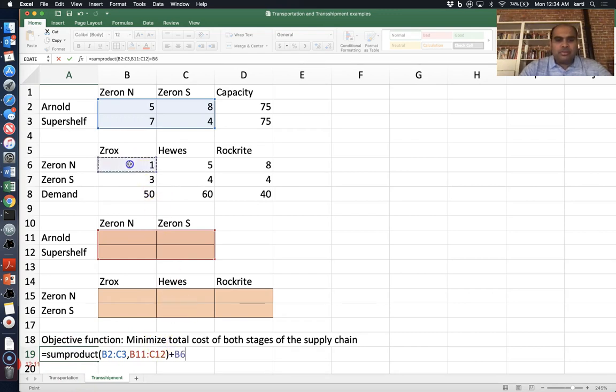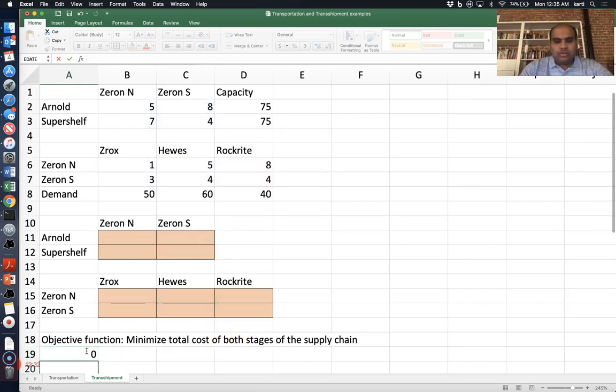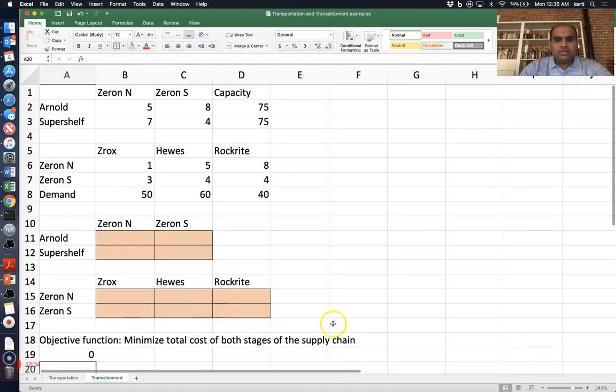So sum product of the corresponding cost values and the variable values. So two sum product functions for the two stages of the supply chain, and that's the total cost, and we want to minimize this total cost.